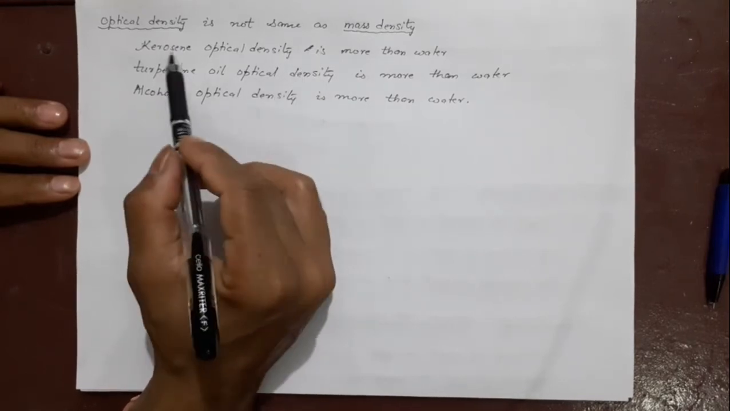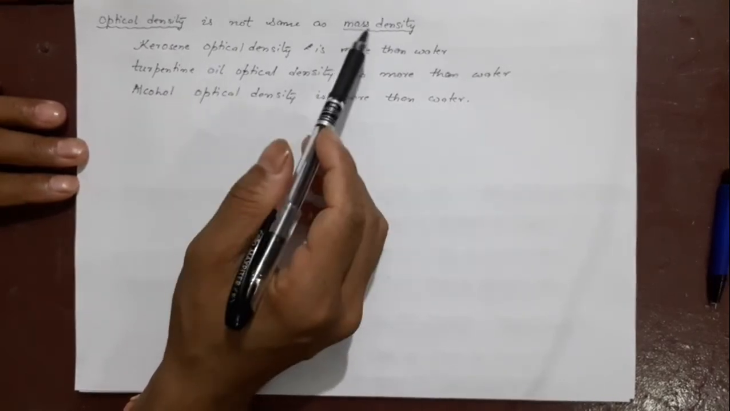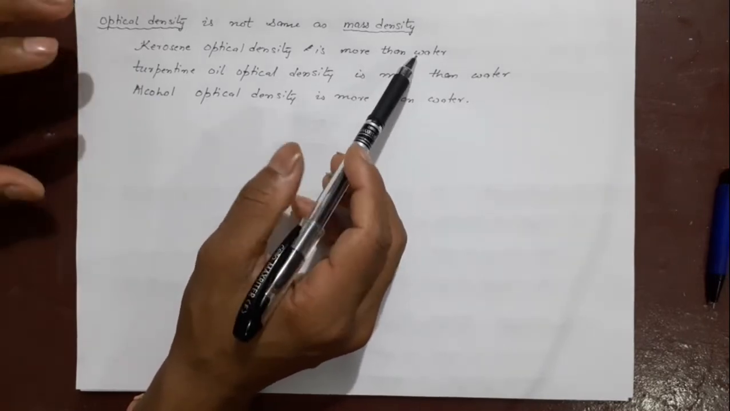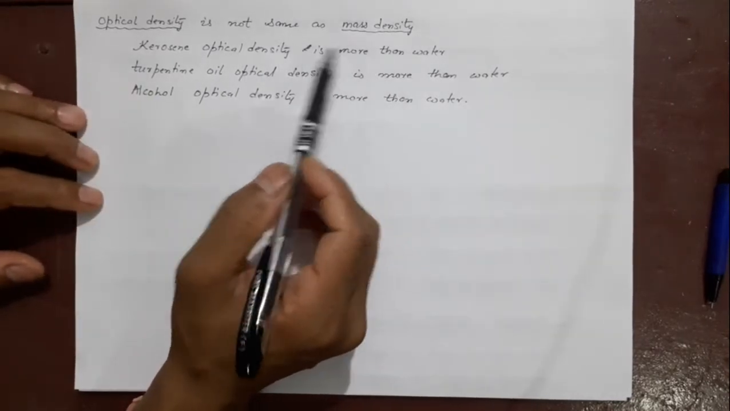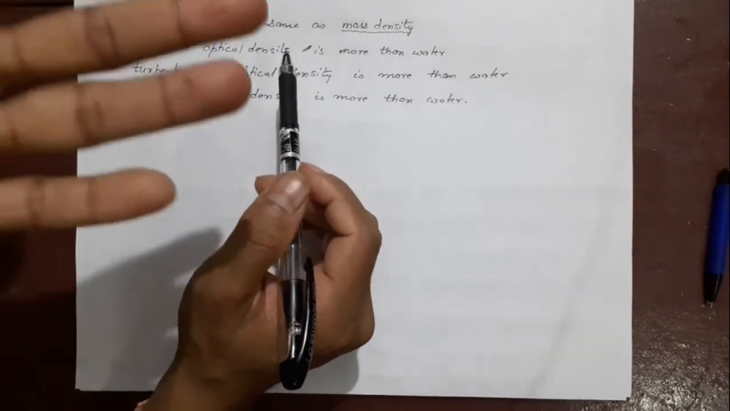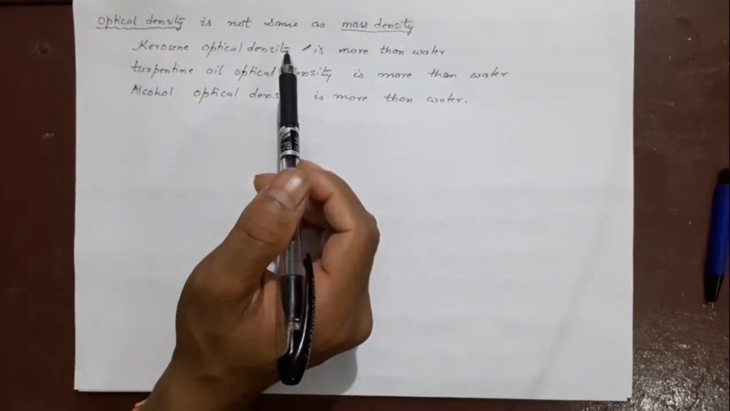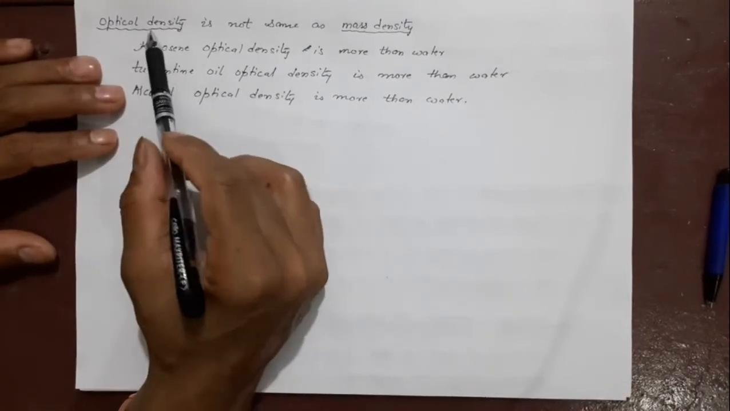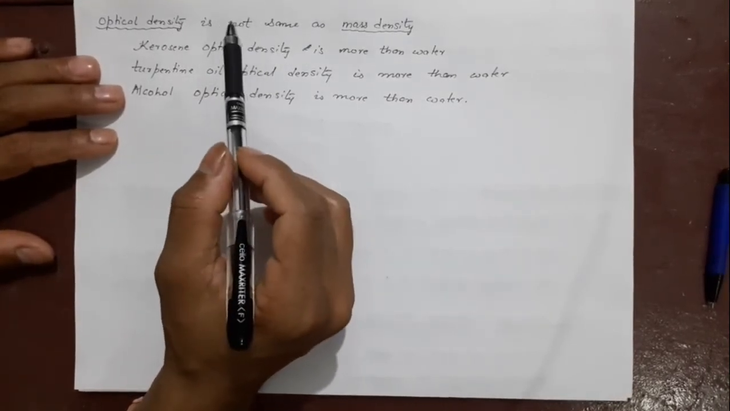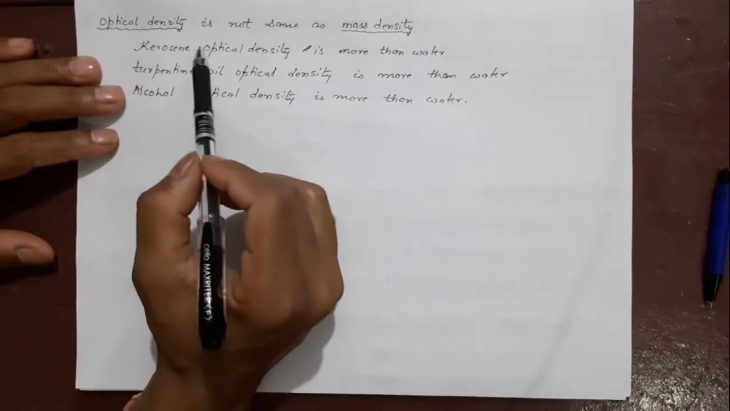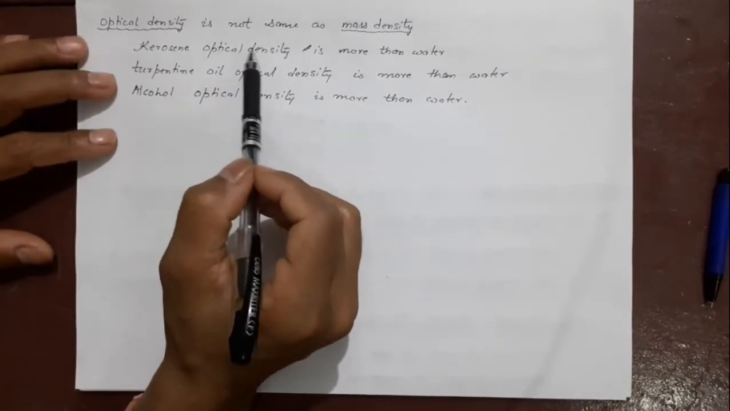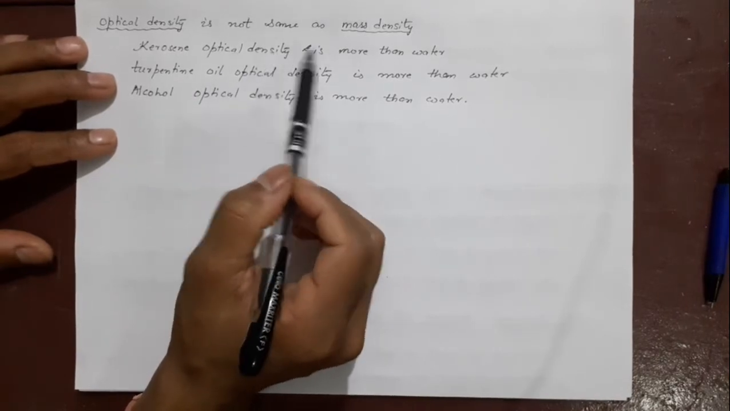For example, kerosene's mass density is less when compared to water, because if you mix kerosene and water, what will happen? The kerosene will come on top, and the water will be down. That means its density is less. But optically, the light travels slower in kerosene. So kerosene is optically denser than water.